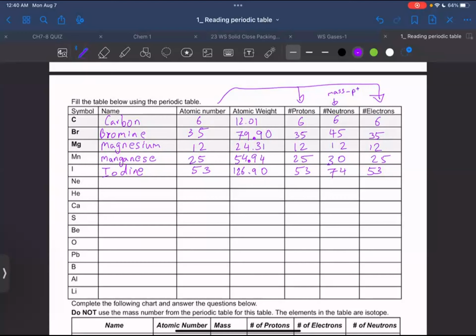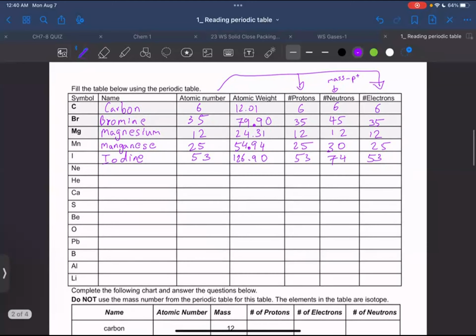Okay, I would probably ask you to pause it and then do the rest of the table if you haven't done it yet, and then check the answers. All right, I'm just going to continue.